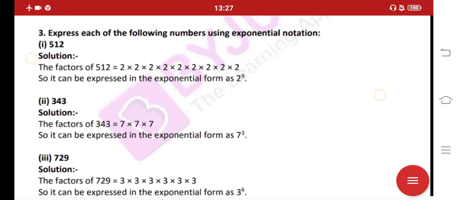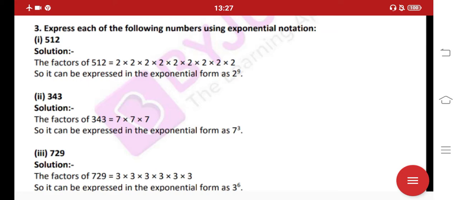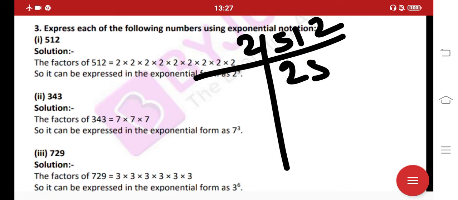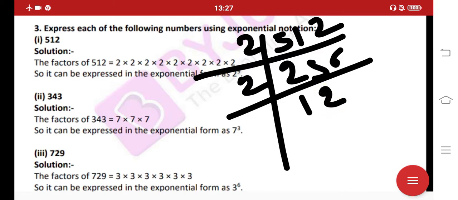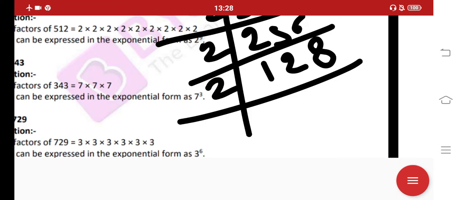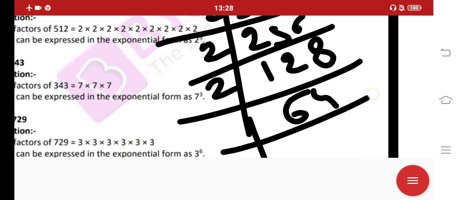Now let me show you what is given in question number 3. Express each of the following numbers using exponential notation. Now for this larger number, what do we have to do? First we have to do prime factorization, which is like this. Now 512. So 512 is divisible by 2. So if we divide it, 2 2s are 4, carry goes 1, here it becomes 11. So 2 5s are 10, carry goes 1, here it becomes 12, 2 6s are 12. Now here again 2 1s are 2, 2 2s are 4, carry goes 1, 2 8s are 16. Next one, 2 6s are 12 and here 2 4s are 8. After that 2 3s are 6 and 2 2s are 4.